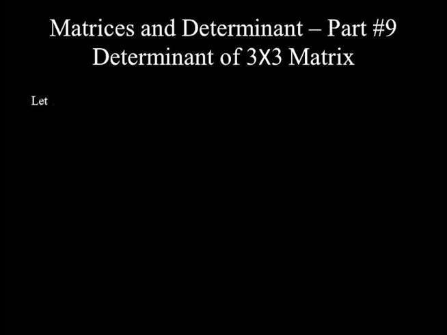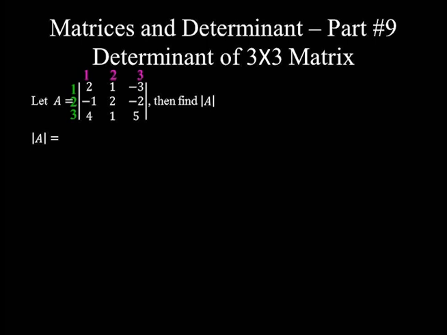Let matrix A equal this 3 by 3 matrix, then find the determinant of matrix A. The determinant of matrix A equals, I can use either of these 3 rows or these 3 columns as the coefficients for the 2 by 2 matrices. Let me use row 1 as the coefficients. The sign of the coefficients will be plus for the first entry, minus for the second entry, and plus for the third entry. We already discussed the reason why the signs alternate in such fashion.